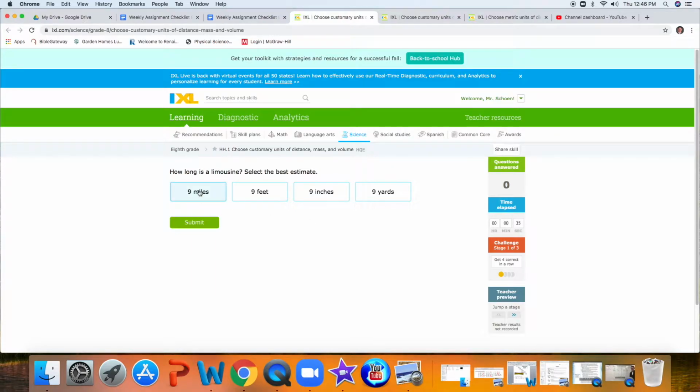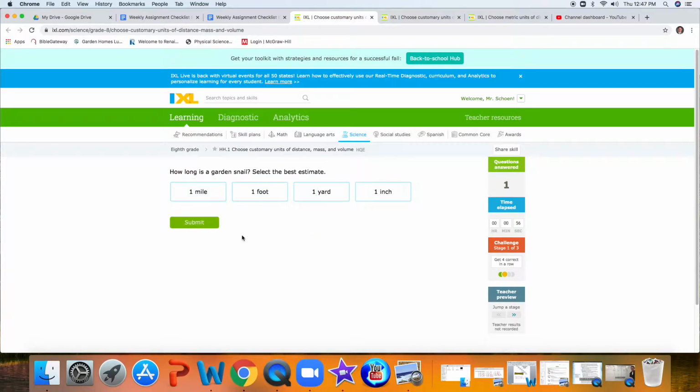It wouldn't make sense for it to be 9 miles long. It wouldn't make sense for it to be 9 inches long. 9 inches is about probably the size of your hand if you stretch it all the way out, maybe a little bit less than that. 9 feet is probably twice as tall as you are, so is the car going to be bigger or smaller than that? A lot of these don't make sense, so it's easy to eliminate and then select the correct answer.